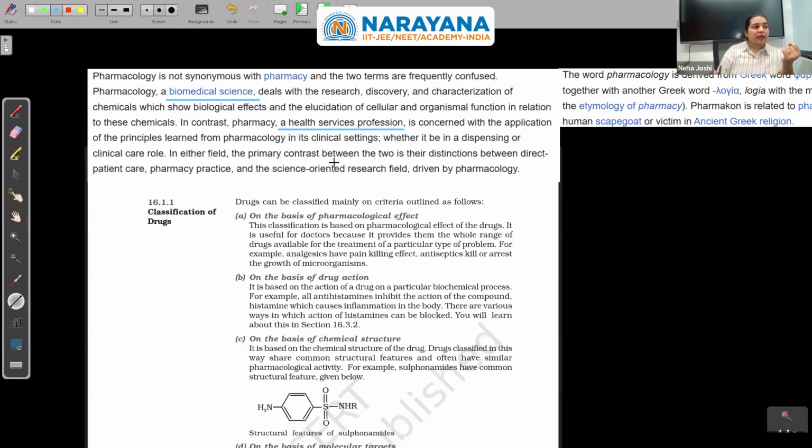In either field, the primary contrast between the two is the distinction between direct patient care, pharmacy practice, and the science oriented research field driven by pharmacology.